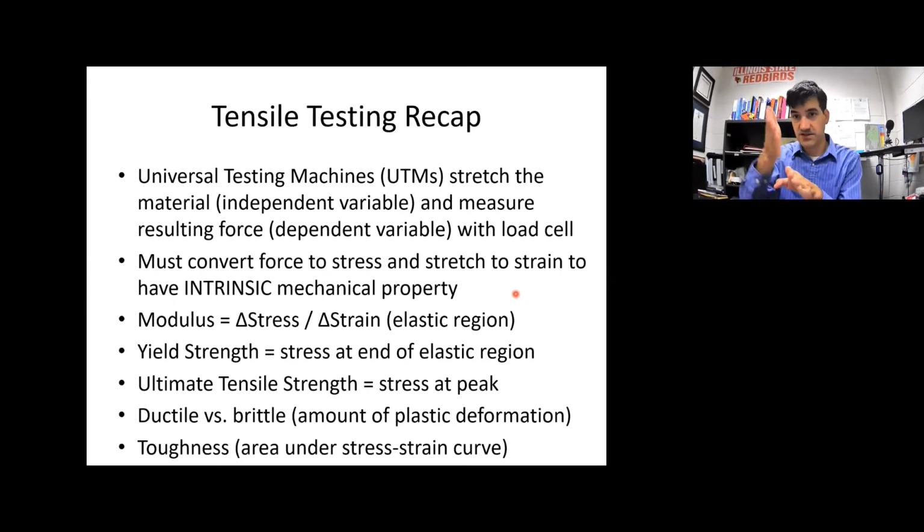In other words, it's the slope of the elastic region of the stress-strain curve. To calculate it, pick 2 points on the linear elastic region. Take the rise over run, so the change in the stress divided by the change in the strain in the elastic region. The yield strength is the stress at the end of the elastic region once you start to get, or you're about to start getting plastic deformation. Ultimate tensile strength is the peak of the stress-strain curve. You should know that ductile materials versus brittle materials have to do with the amount of plastic deformation that you'll get, and toughness is the area under the stress-strain curve.